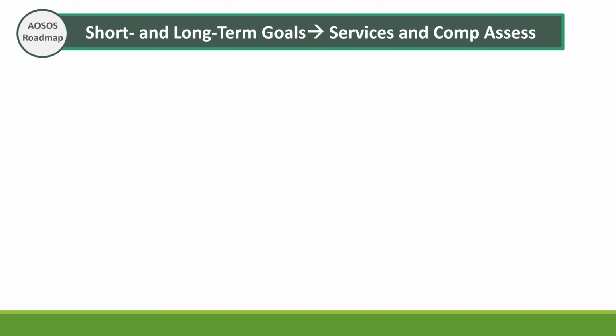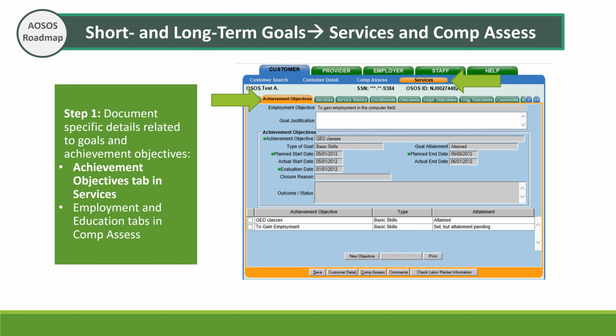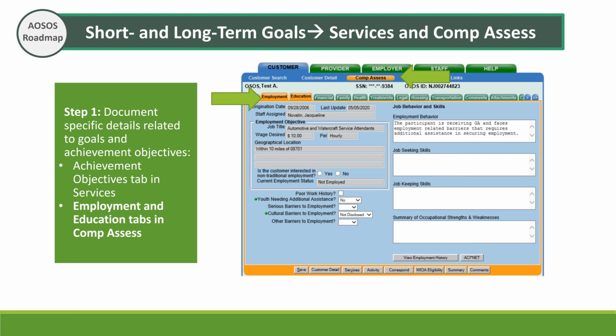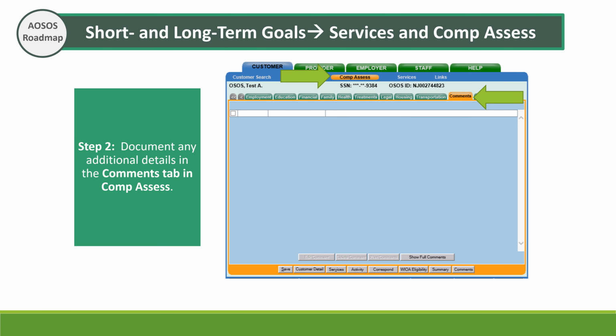These goals and objectives should be documented in AOSOS. These specifics can be documented in the Achievement Objectives tab in Services, as well as in the Employment and Education tabs in CompAssess. Any additional details not reflected in these tabs should be included in the Comments tab in CompAssess. And again, during goal setting, prior information that may have been entered before connections to Title I services should be reviewed and reflected in goals.